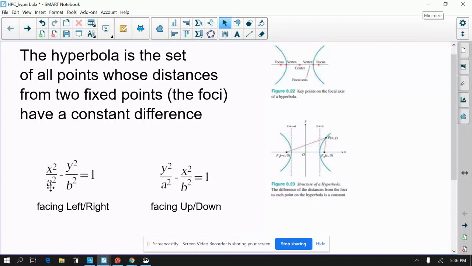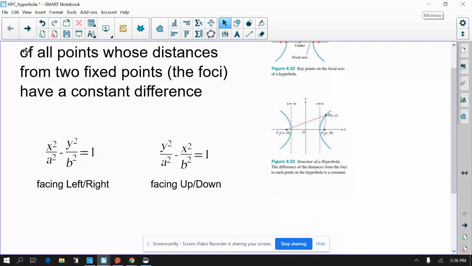And since this A value is underneath the X, this hyperbola opens up left and right, like these two pictures. And here, if the A value is with the Y value, then this hyperbola opens up and down. Now, every hyperbola has a center, of course, which is (h, k), and it'll have two vertices. So each vertex will be A away from the center, and every hyperbola has two focus points, or two foci, and they are C away from the center.